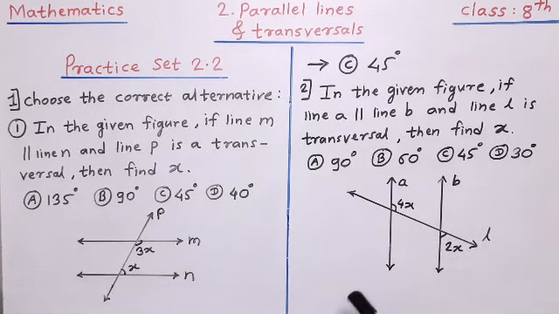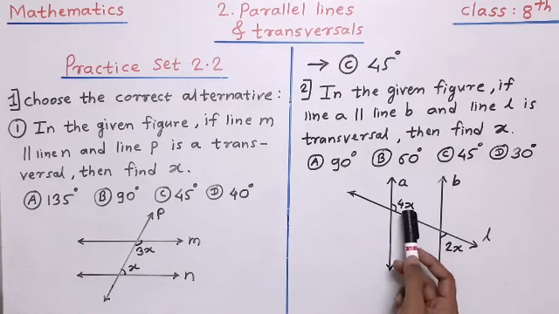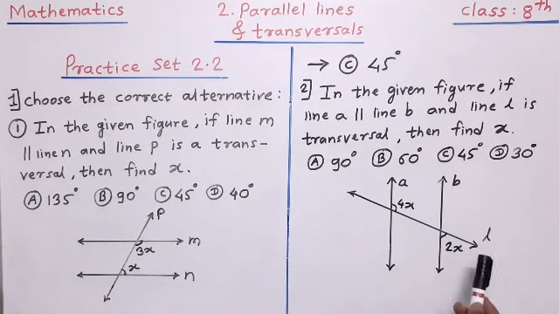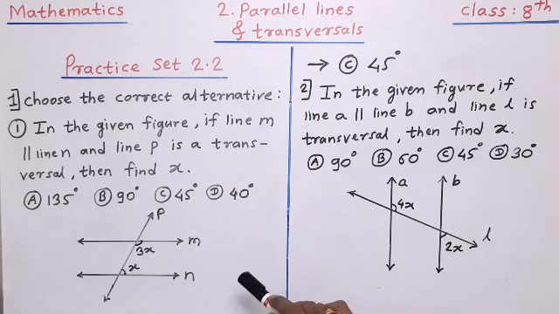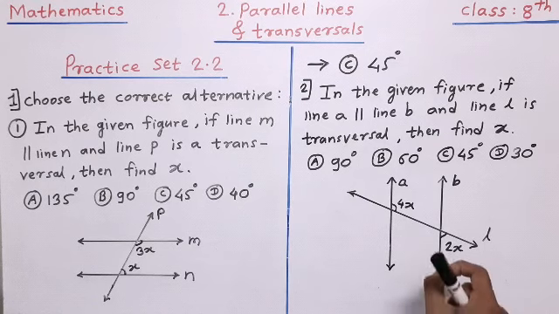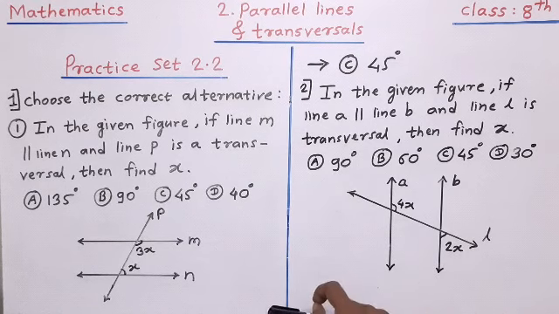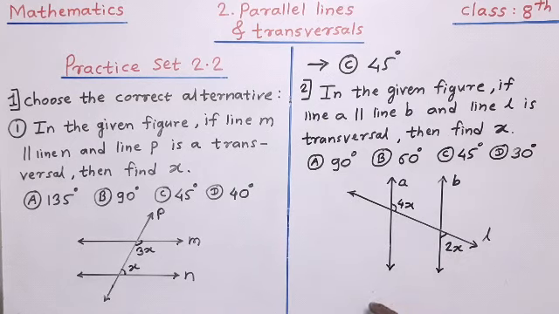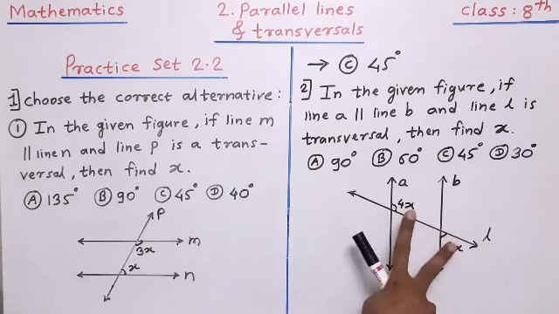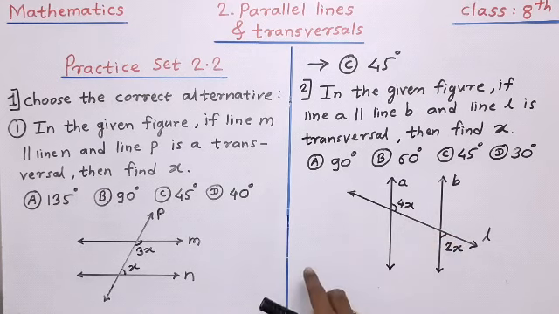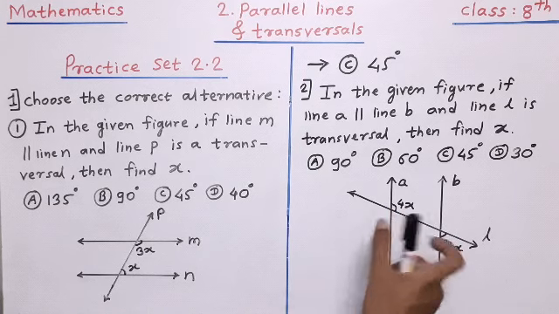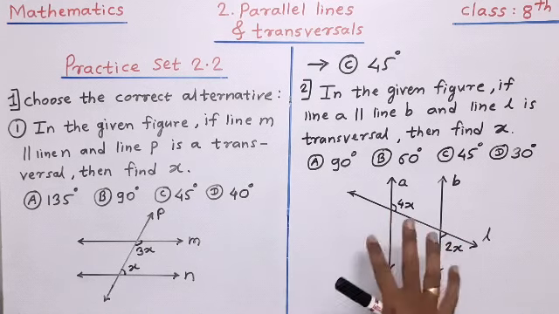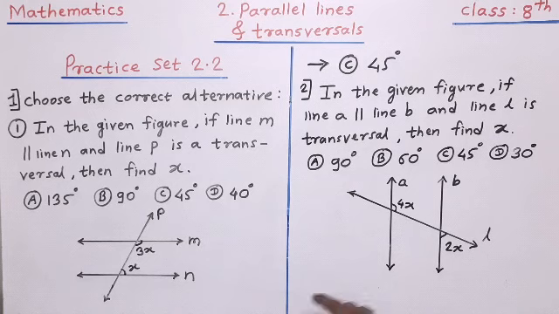Then find x. Here you can see the two angles are given, 4x and 2x. We have to find out the perfect value of x out of these 4 options. Now how can we find? See, there is no relationship between 2x and 4x. They are not corresponding angles, they are not interior angles, they are not alternate angles also. So how can we find out the value of x?